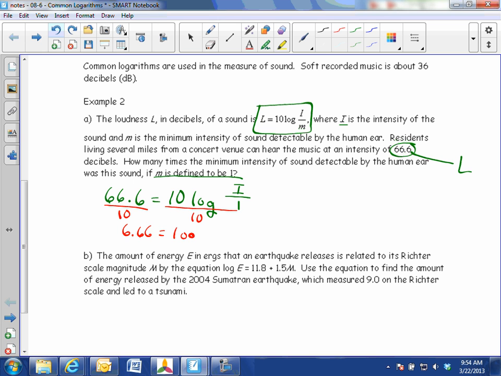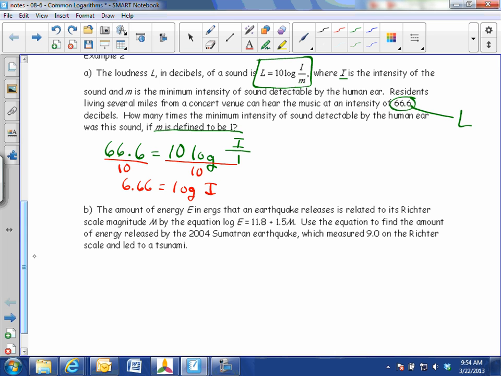So that's equal to the log of I. Because, yeah, you can put it over 1, but it's not going to affect anything. Okay, now what are we going to do? Divide by I. Because this number is 1 whole unit, you cannot break that apart. What is 1 to 6.66 equals I.